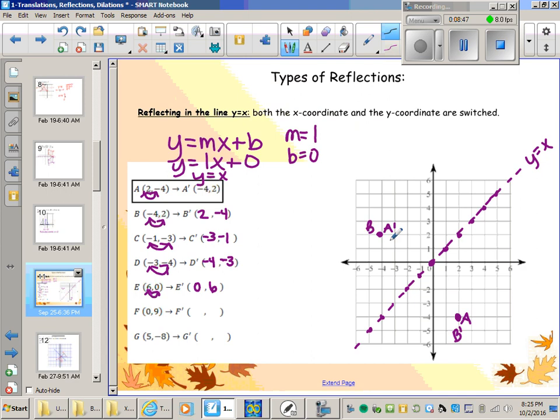With C, our original, our pre-image is -1, -3. And make sure that you always label your original. So we have a C, and then if we were to find the reflection of that, we're just going to switch our x and y values, -3, -1, and make sure that we put the prime mark, showing that that is the image. And it's been reflected across. It's the same distance from that line.